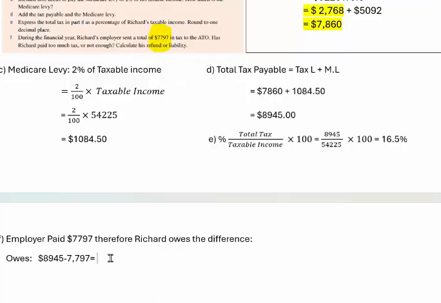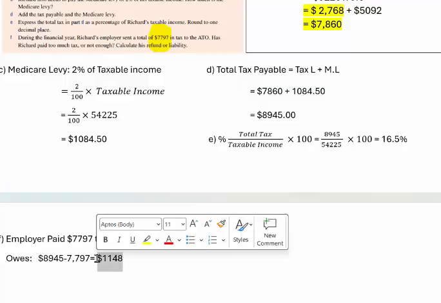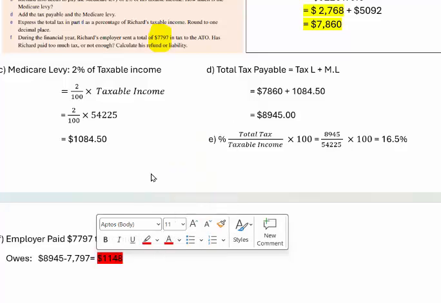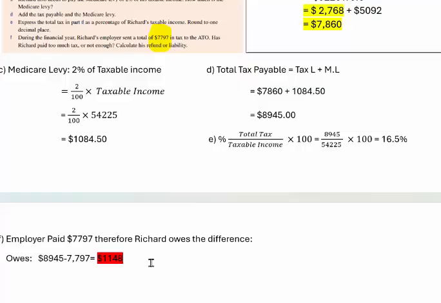He owes $1,148. So he owes that amount of $1,148, and I've put it in red because he owes it. So he's going to have to find that some time after his tax is done. So he has a liability of $1,148. I hope this helps you get through this difficult topic.